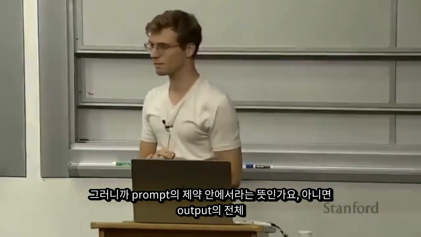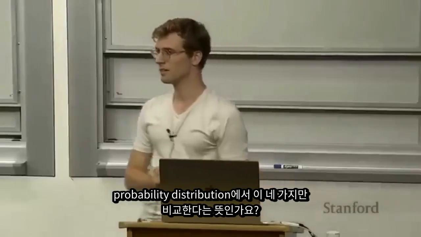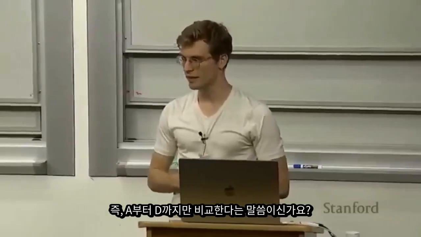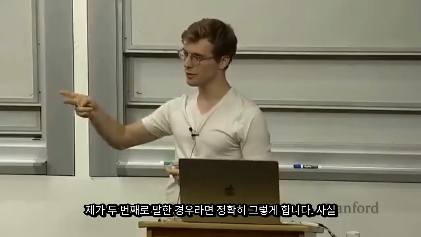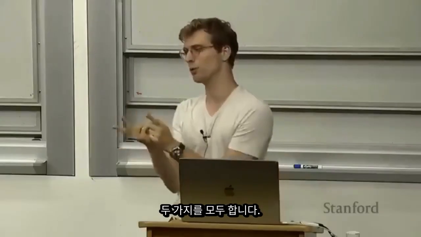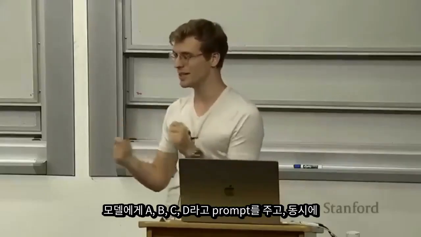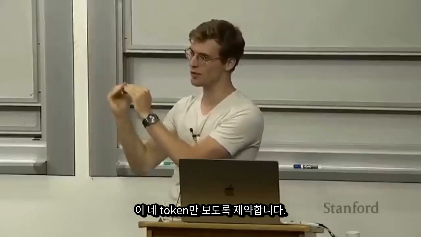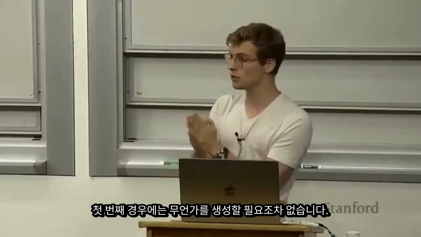When you say you constrain the model, do you mean you constrain it with the prompt, or do you mean that of its whole probability distribution that it outputs, you're only comparing the A token? Yeah. So in the second case I gave you, you would actually do both. You would prompt the model saying A, B, C, or D, plus you would constrain to only look at these 4 tokens. In the first case, you don't even need to generate anything.